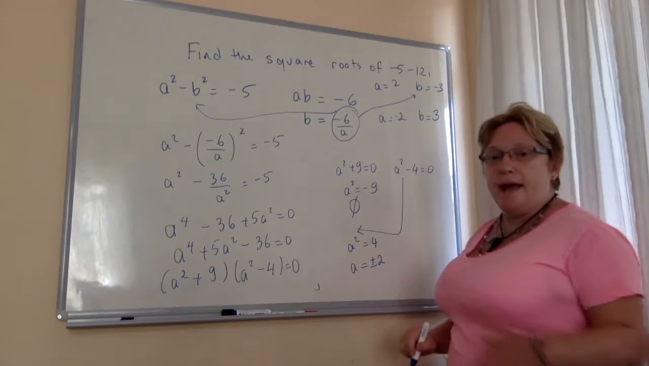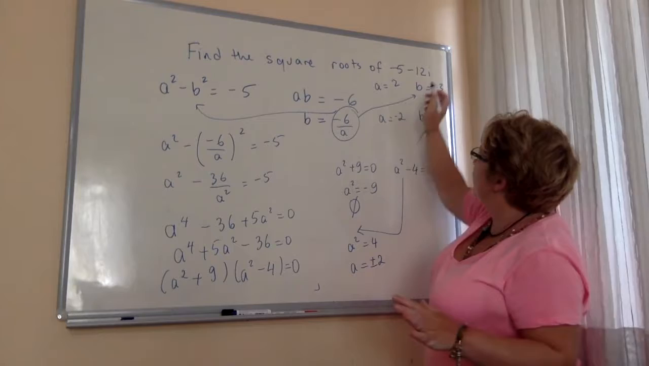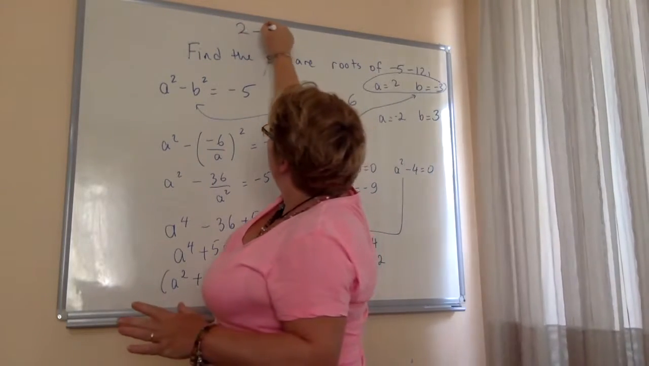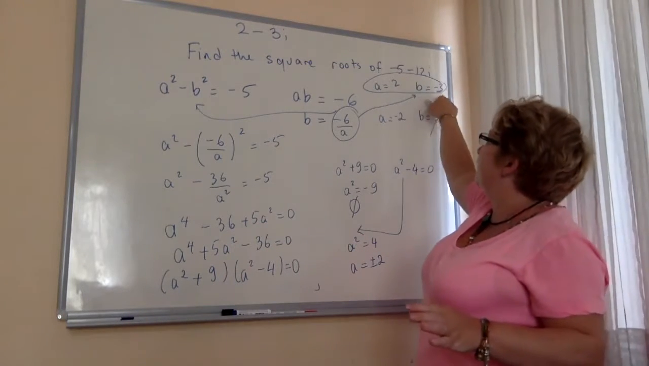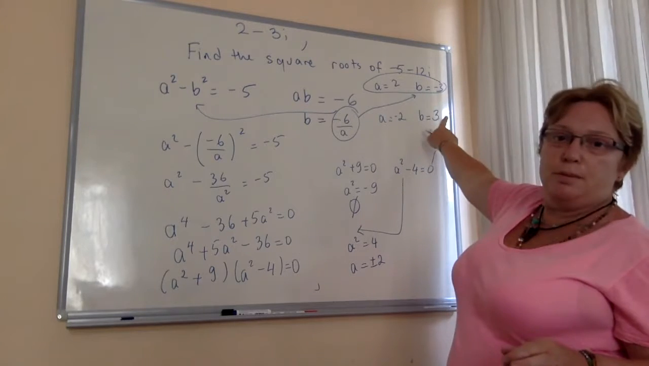So I will have two square roots. My square roots will be 2 minus 3i, with the coefficients 2 and negative 3, and also negative 2 plus 3i.